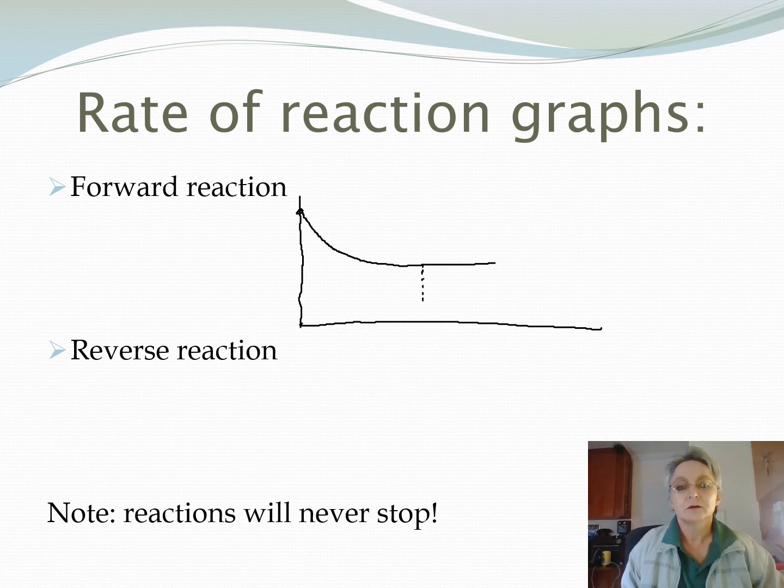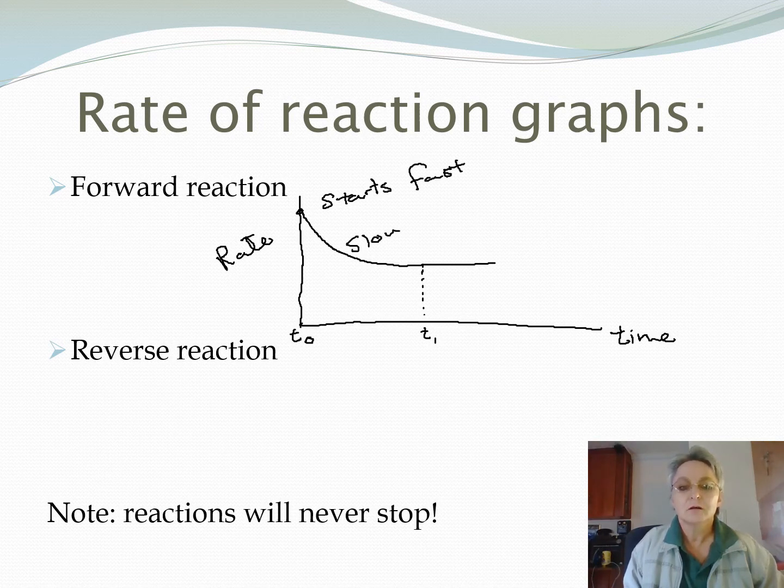So where we start off at T0, by T1, the forward reaction is still taking place. So the rate of the reaction with time, it starts fast, it slows down, and now the rate stays constant.